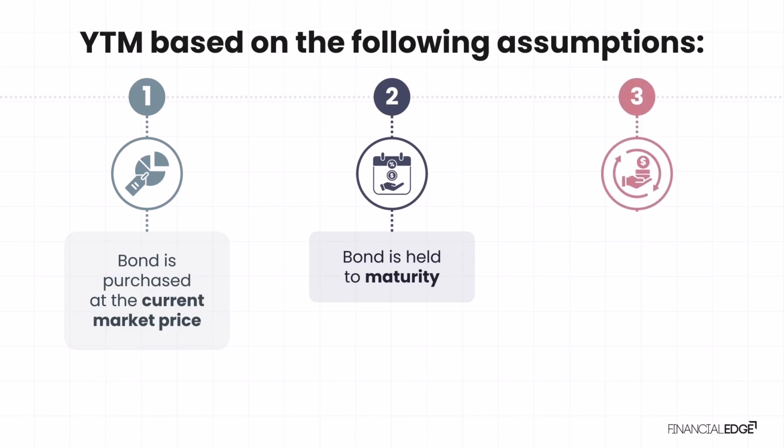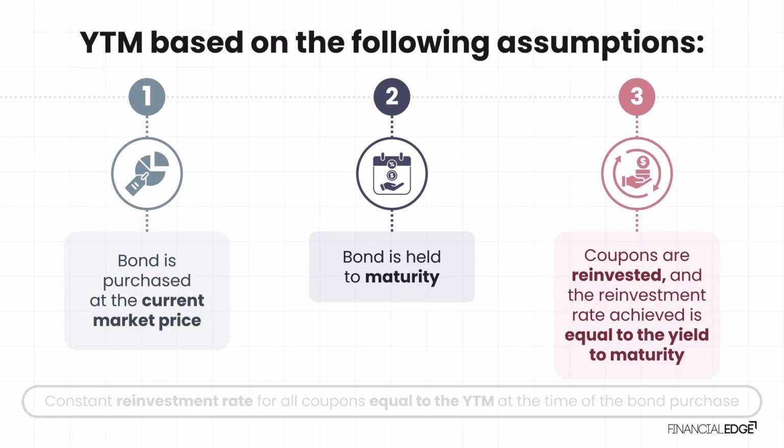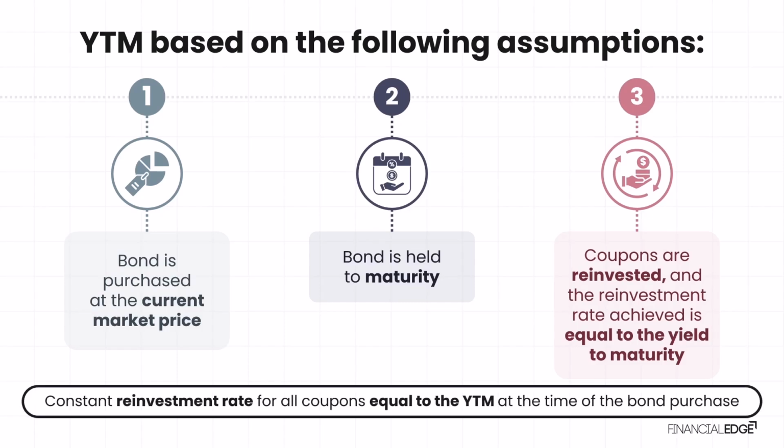Assumption 3, coupons received from the bond are reinvested until maturity at the same yield to maturity. This is more problematic. The assumption implies a constant reinvestment rate for all coupons equal to the, perhaps very high, yield to maturity when the bond is purchased. In reality, interest rates fluctuate over time, meaning it is unrealistic to assume the same reinvestment rate to be achieved throughout the bond's life. Despite these limitations, investors understand the constraints of yield to maturity, and it remains one of the central benchmarks in bond valuation.